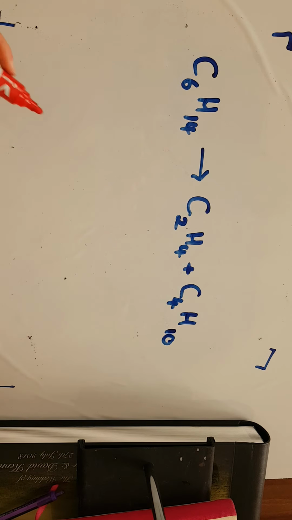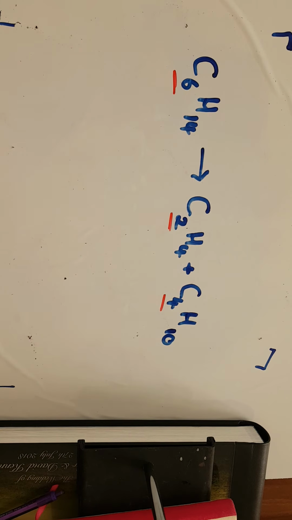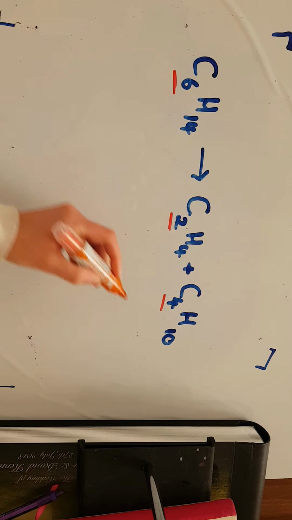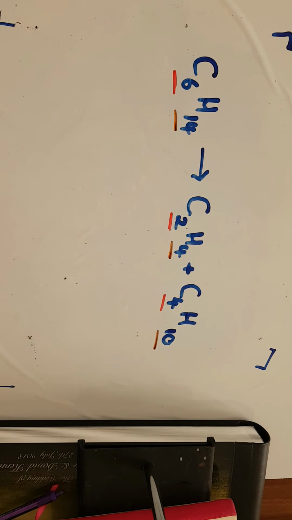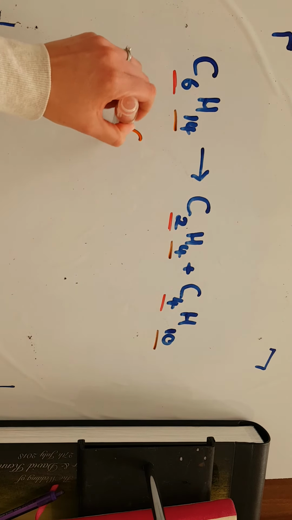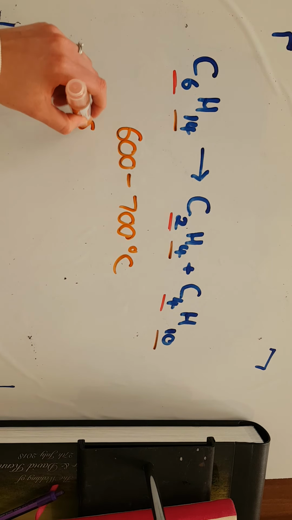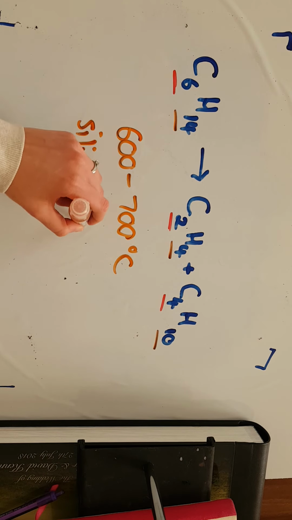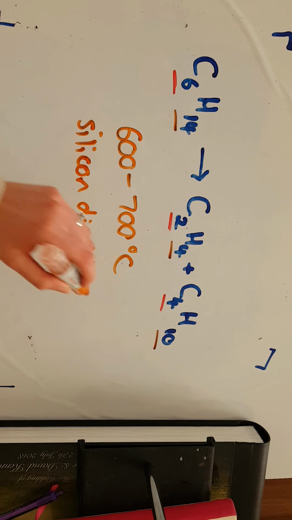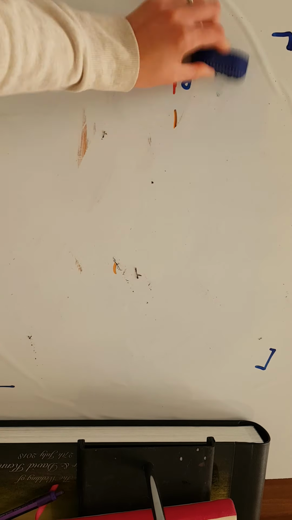Really important at this stage just to check that the number of carbons equals the number of carbons that you started with, as does the number of hydrogens. Final reminder: the conditions 600 to 700 degrees, and a catalyst of silicon dioxide.